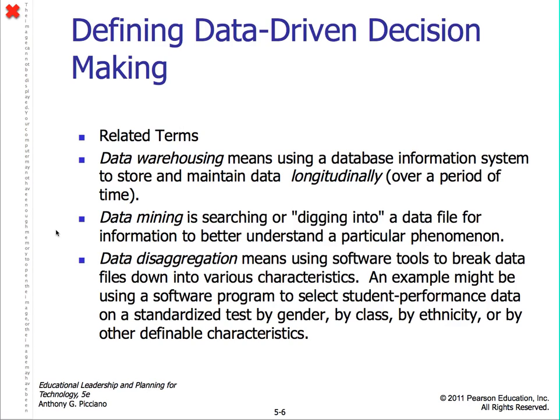Now, disaggregation is using software to break data files down into various characteristics, and that's stuff like the examples we have here. An example might be using software programs to select students' performance data on a standardized test by gender, class, ethnicity, or other definable characteristics. So we use disaggregation to break down the data and put it into reasonable terms that we can understand.